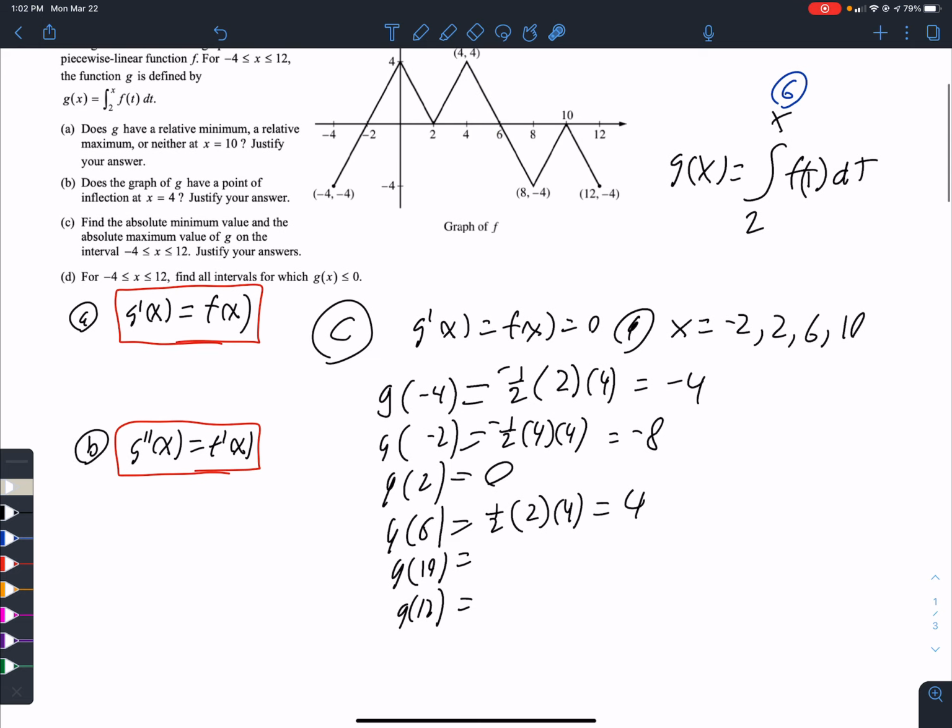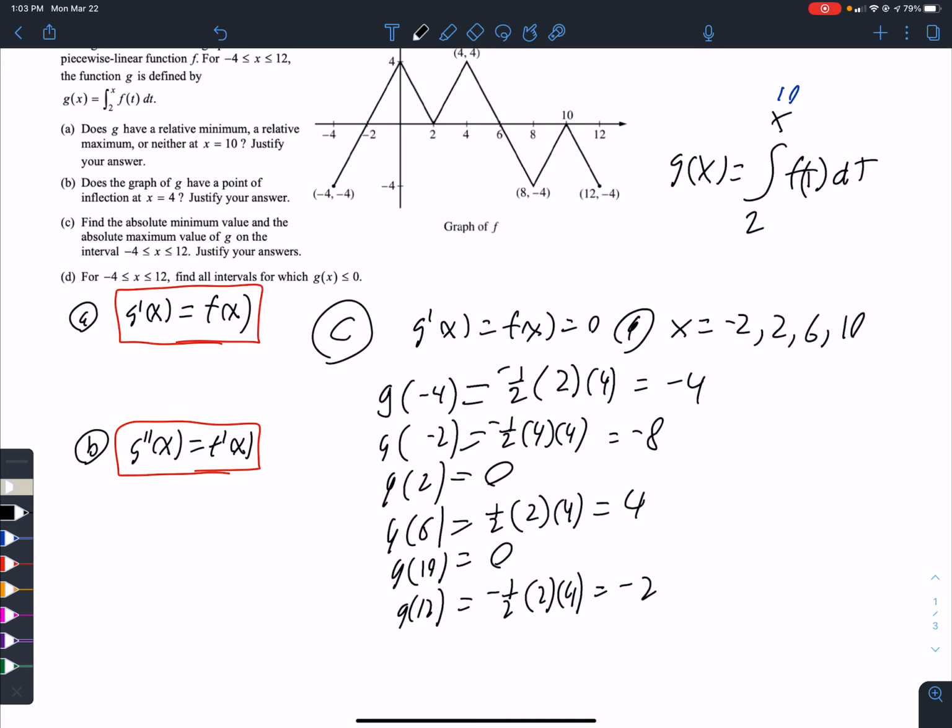10. Next, we're going to go to 10. If we go all the way out to 10, we're integrating from here to here. Notice the area here and the area here cancel each other out, so that net area is 0. And the last one's going to be 12. So if we're going from here to 12, that area is going to cancel out that area. This area is going to be negative, and it's going to be 1/2 base times height, negative 2. All right, so those are all the values.